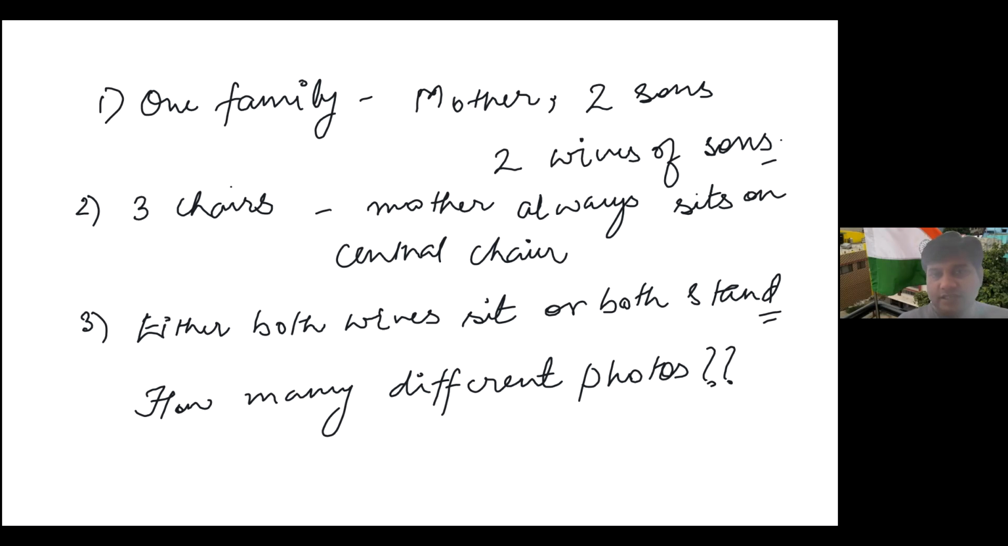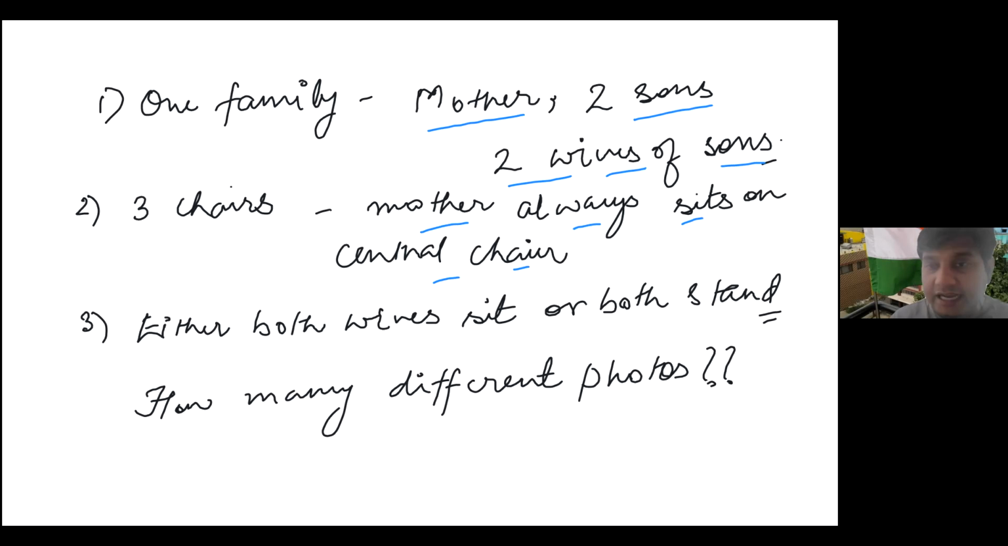Basically, there is one family in which there is one mother. She has two sons, and both the sons have a wife each. So, five people in the family. There are three chairs, which means that at any given point of time, out of these five, only three can sit. But the condition is that the mother is always supposed to sit in the central chair. As it happens in Indian families, the senior most person gets the most central position.